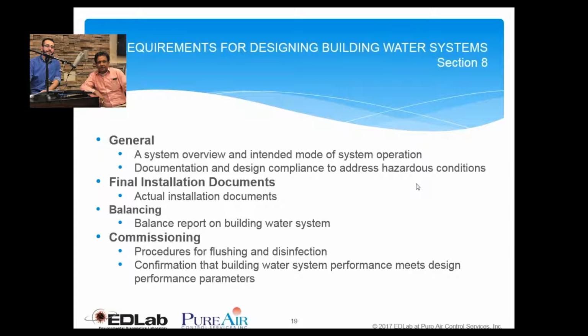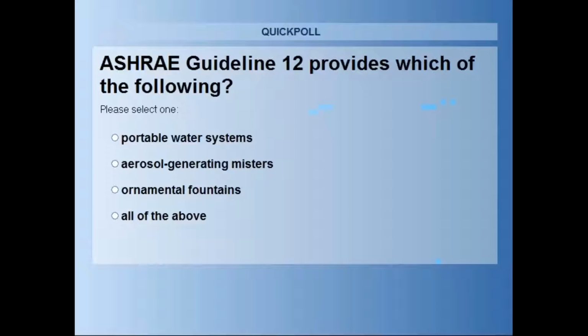Thank you, Dr. Sahai. And with that, we're going to go ahead and ask our last question of the presentation. It should hopefully be on everybody's screen now: ASHRAE Guideline 12 provides which of the following? A, potable water systems; B, aerosol generating misters; C, ornamental fountains; or D, all of the above.